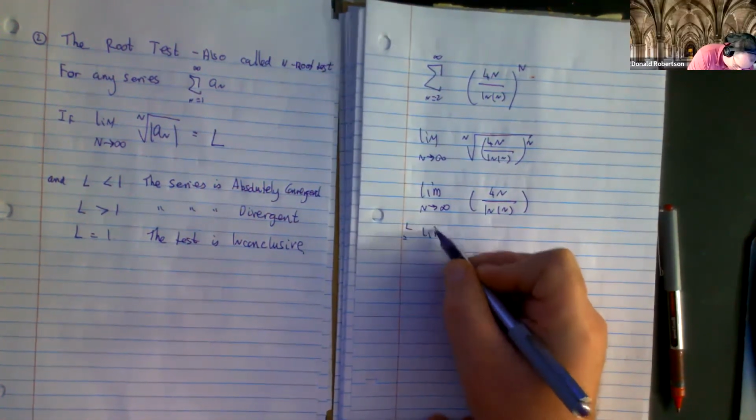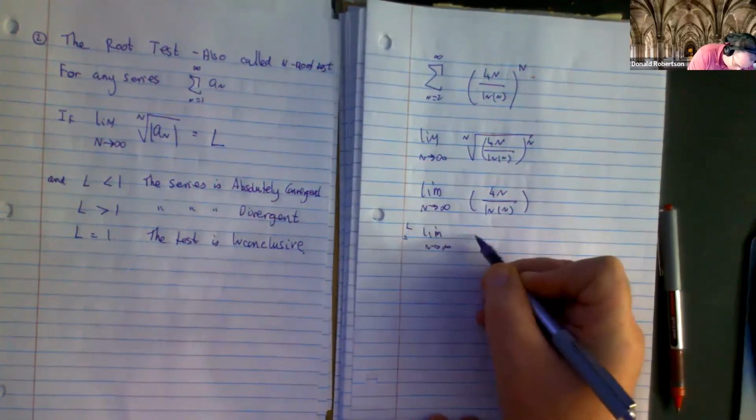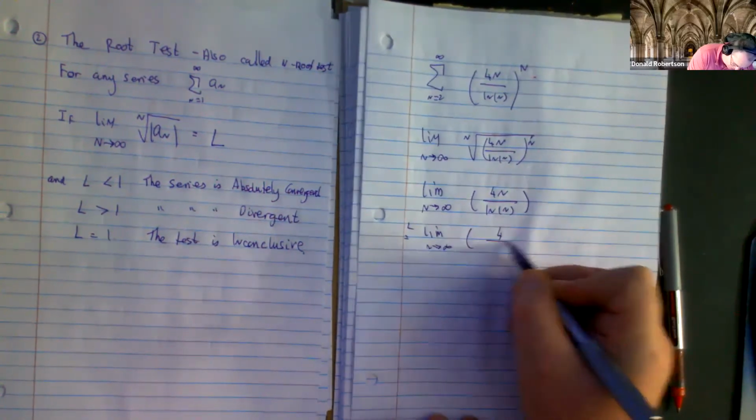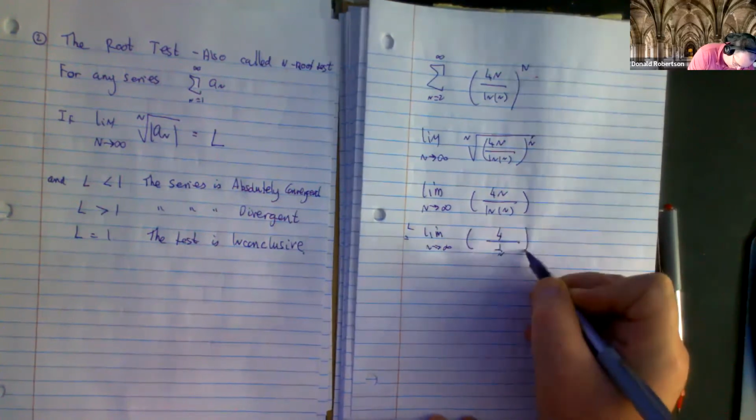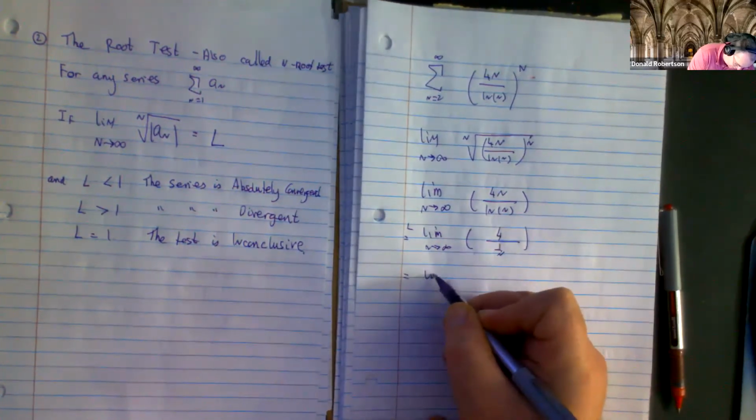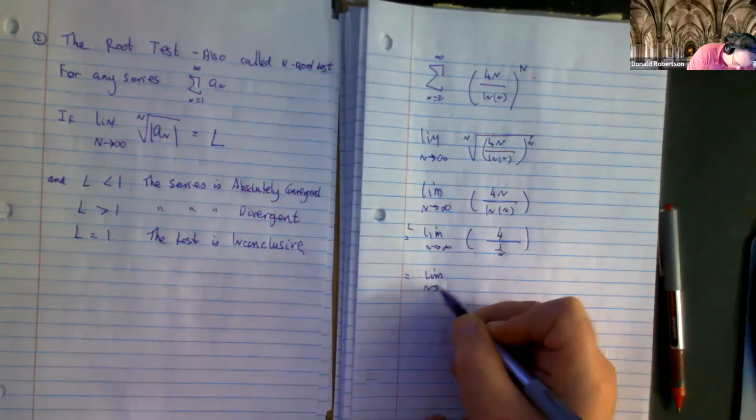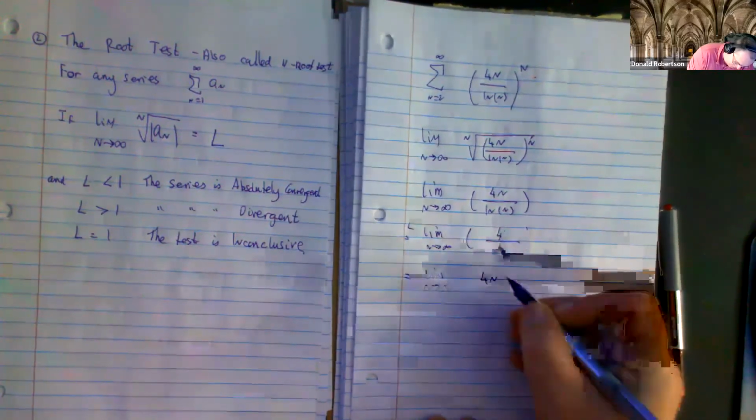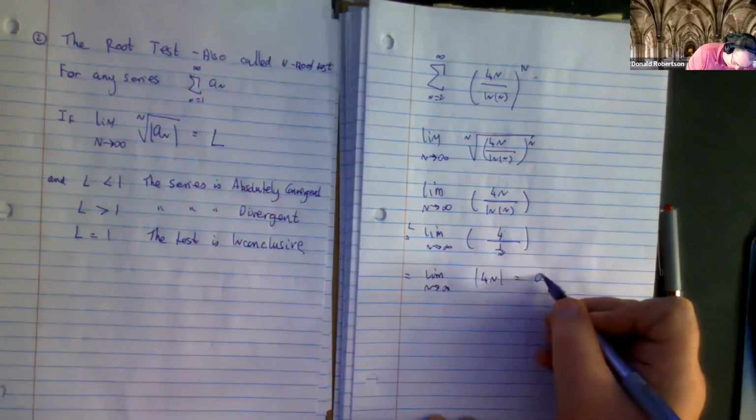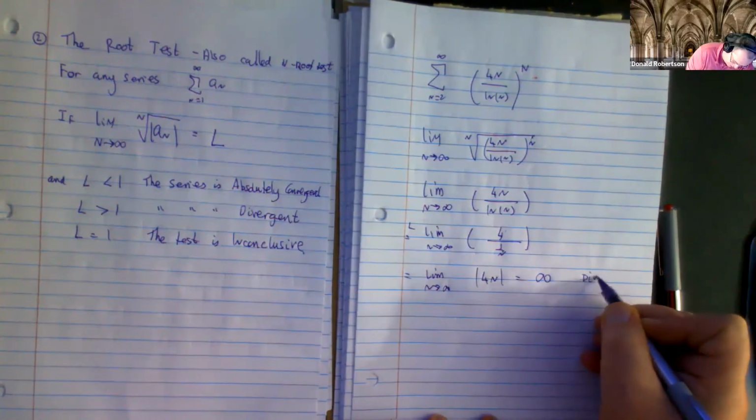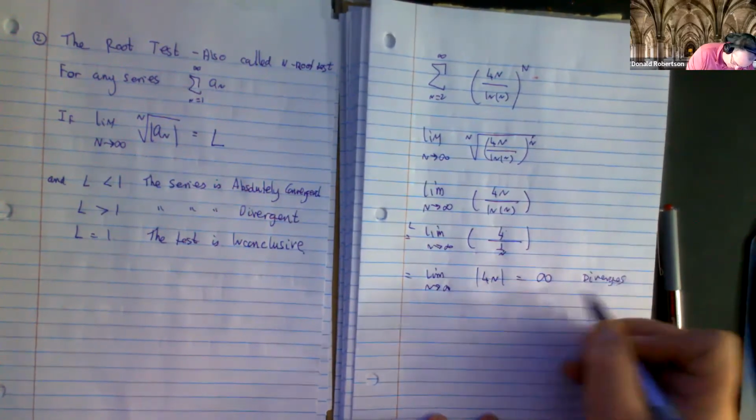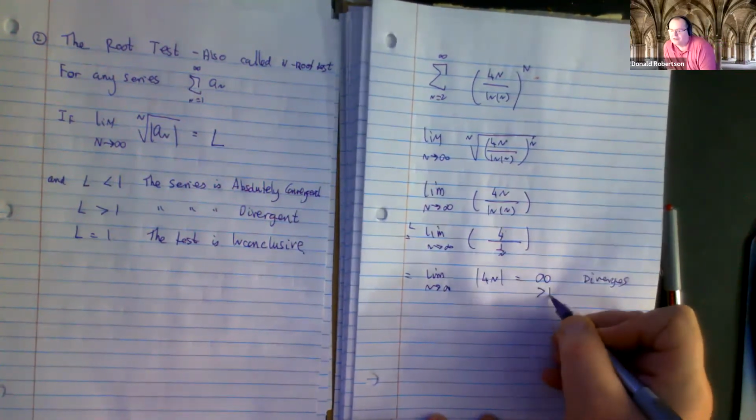So its limit is, as n tends to infinity, 4 over that guy, which if you do a little bit of algebra, is the same thing as 4n. So the answer is infinity and it diverges. Why does it diverge? Well, infinity is definitely bigger than 1, and that's why it diverges.